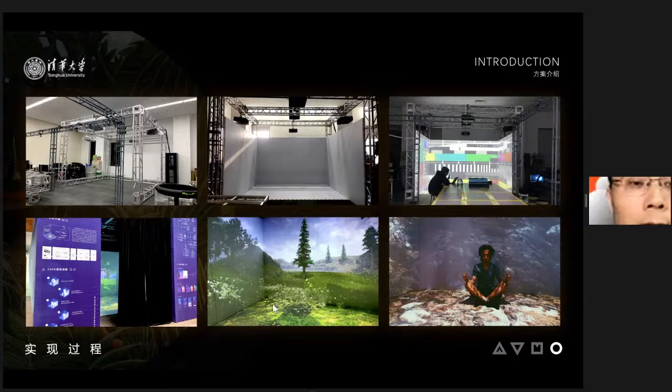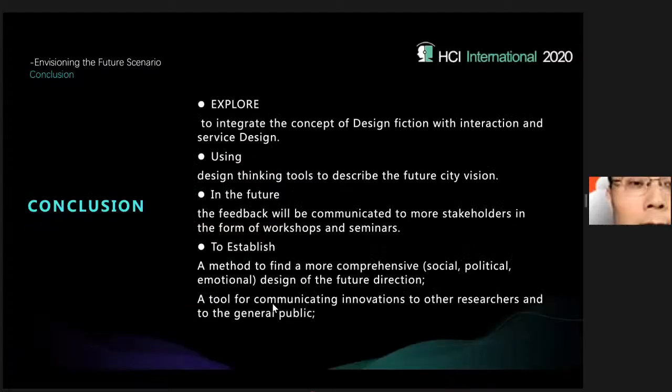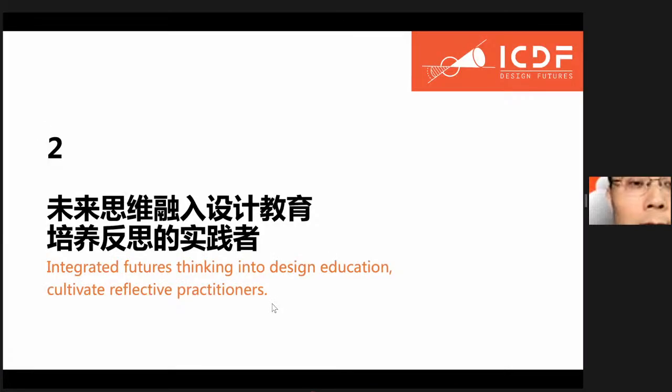Furthermore, in our course, we have sent out a survey. So we believe with this design fiction, with interaction, we could well inspire the students. And also through this way, we could get better innovation results.